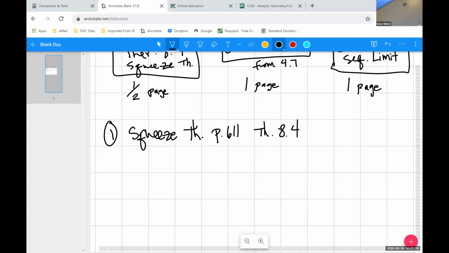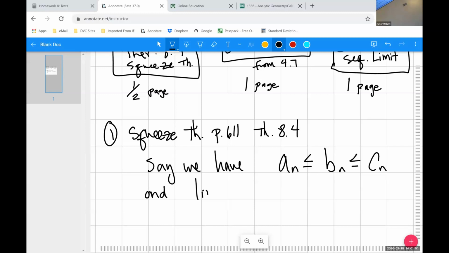So let's say we have a sub n, b sub n, and c sub n. So these are 3 sequences. But for every single term of these 3 sequences, the a sub n term value is less than or equal to the b sub n term value, which is also less than or equal to the c sub n term value. And let's also say that we know that the limit of the a sequence is the same as the limit of the c sequence. They both exist and they're the same number. We'll call it L.